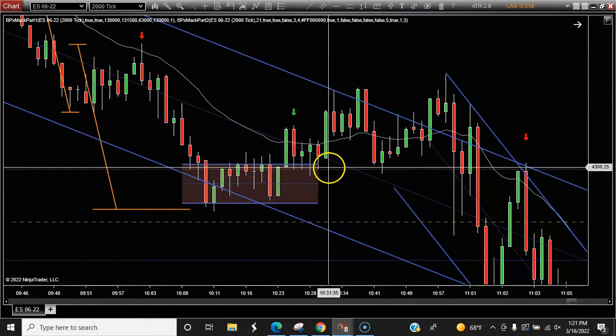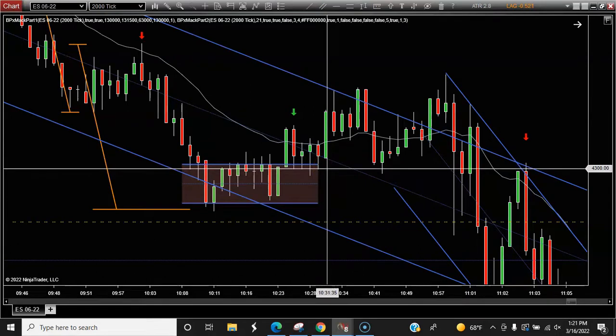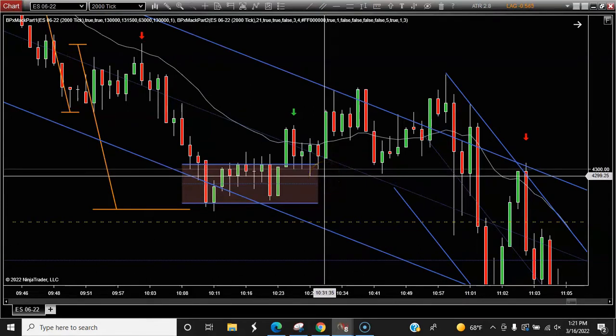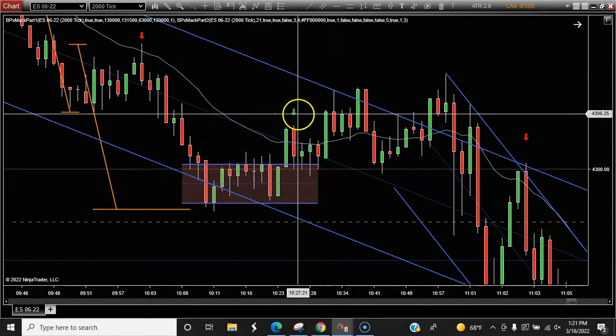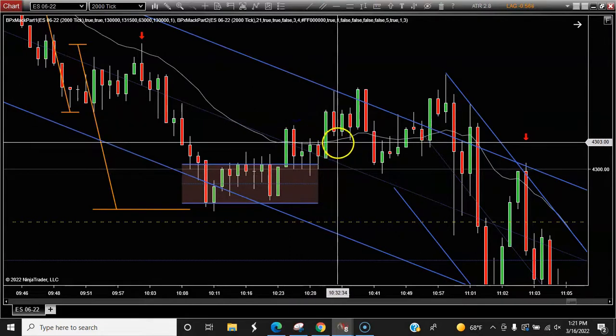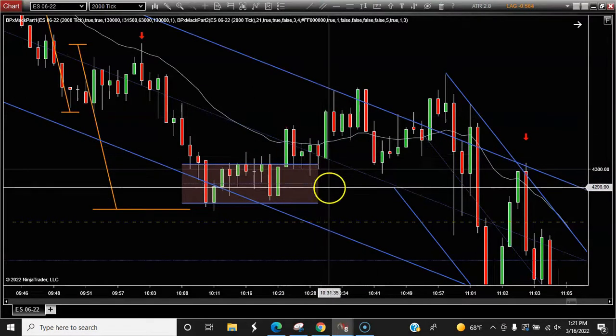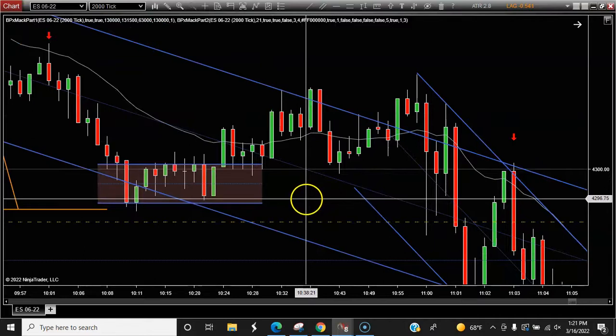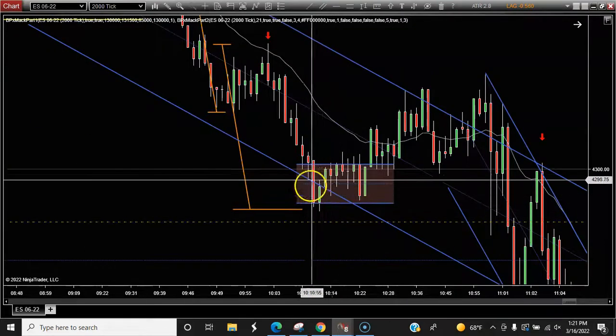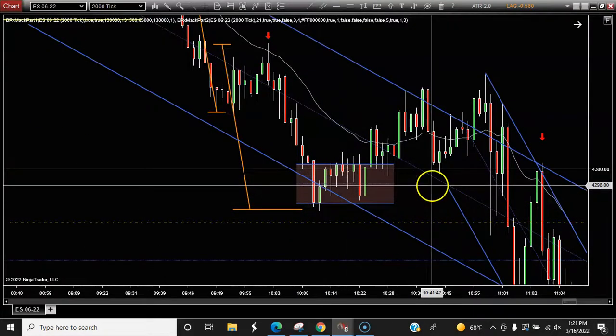If you entered 4,300. Oh, no, only 3 ticks. So I was probably just watching the chart and liked how that looked and walked away or something. Yeah, that would be a good sign, this overshoot.